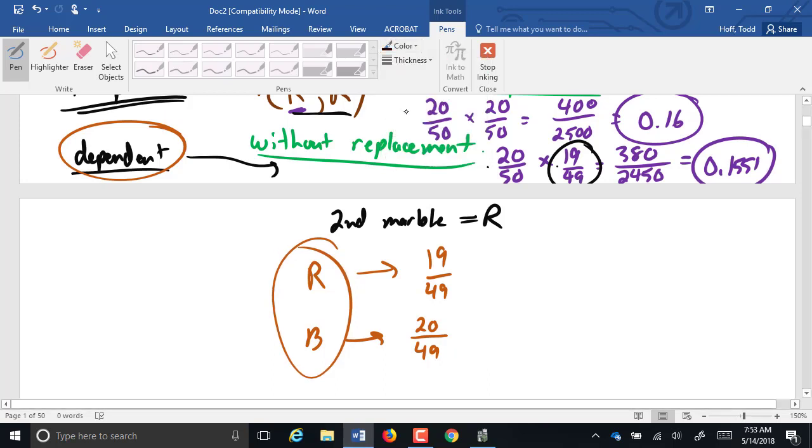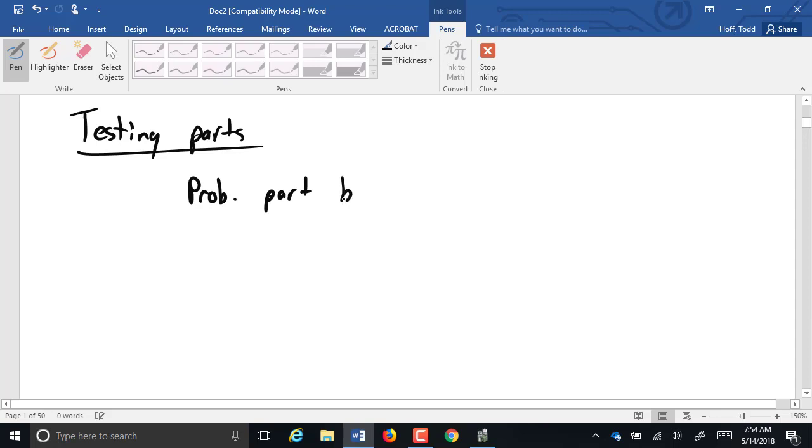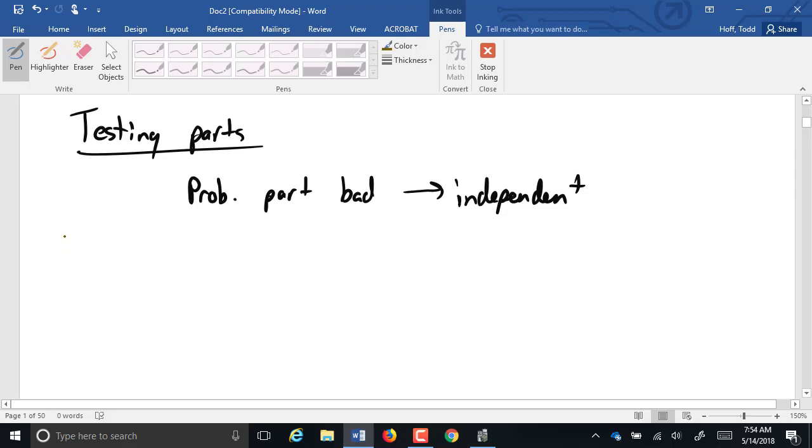This is a fairly simple concept, but the application can get pretty complex. In manufacturing, when you're testing parts, is the probability of a part being bad independent? Well, if the process is under control, what does under control mean?